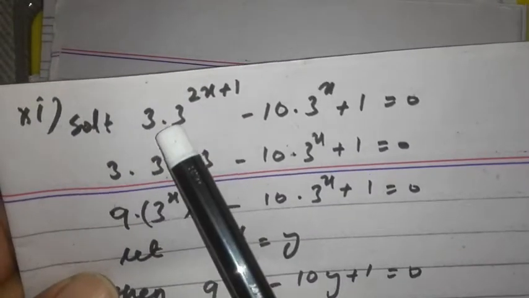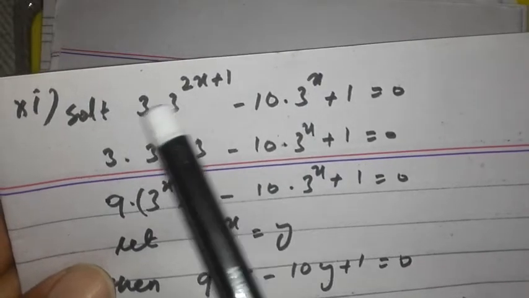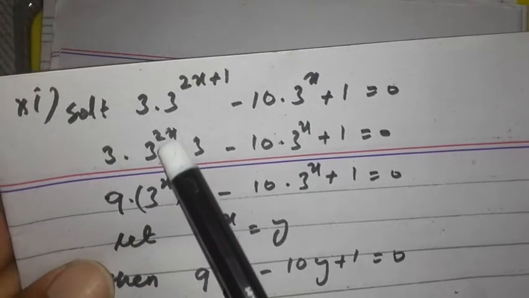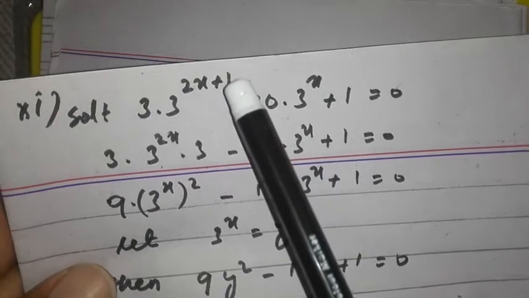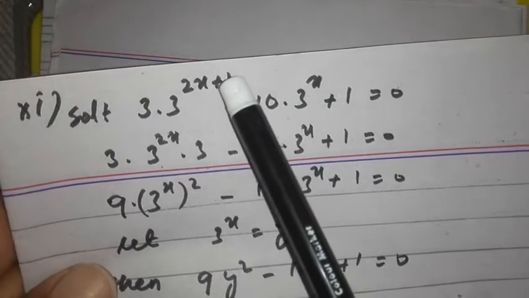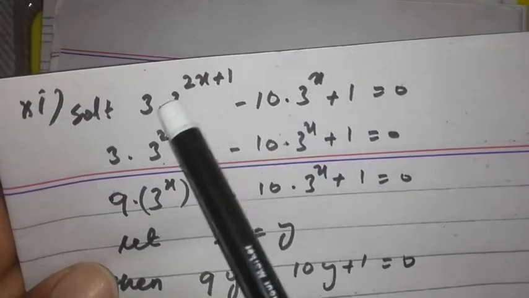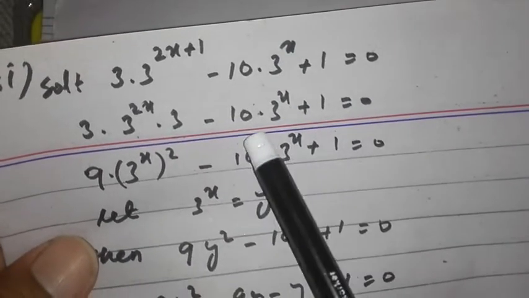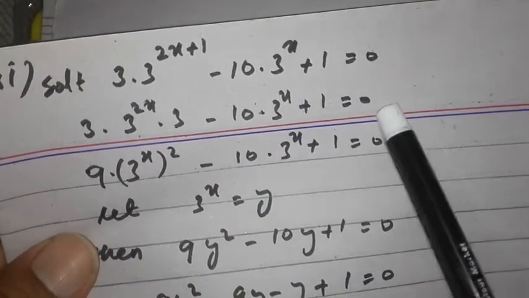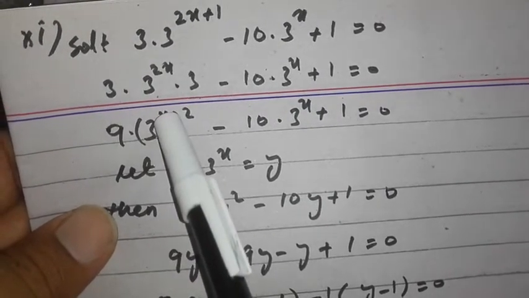Now look, part 11: 3 into 3 power 2x plus 1 minus 10 into 3 power x plus 1 equals to 0. We can write this as 3 into 3 power 2x into 3. Here the power of 3 becomes this, and we can write it like this. Now 10 into 3 power x plus 1 equals to 0. We can write this as (3 power x) whole power 2.